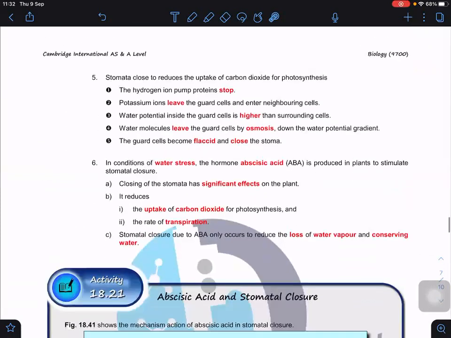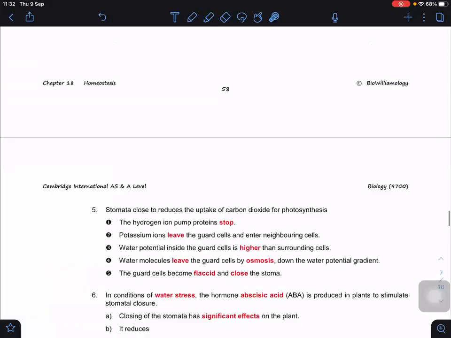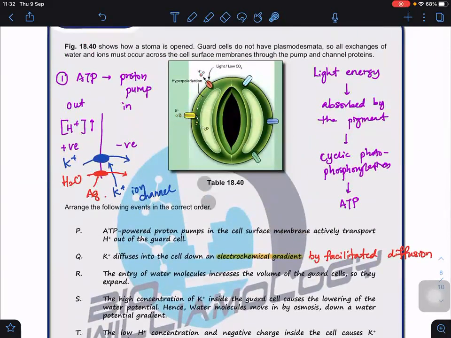So how does the closure take place? The opposite process takes place. Now imagine the opposite reactions. Light energy, no. Any absorption, no. Any cyclic photophosphorylation, no. ATP production, no. So without ATP production, ATP won't phosphorylate the proton pump. Inside the cells we always have H plus or protons being generated. When the proton concentration increases, there is no hyperpolarization. Can you see that? There's no hyperpolarization.